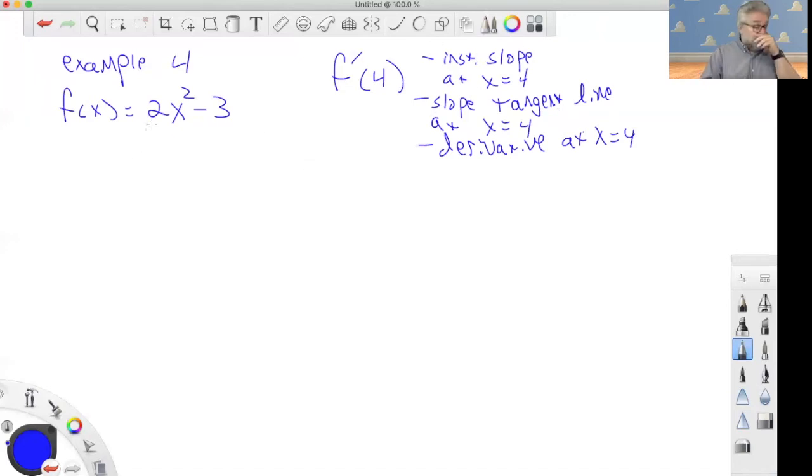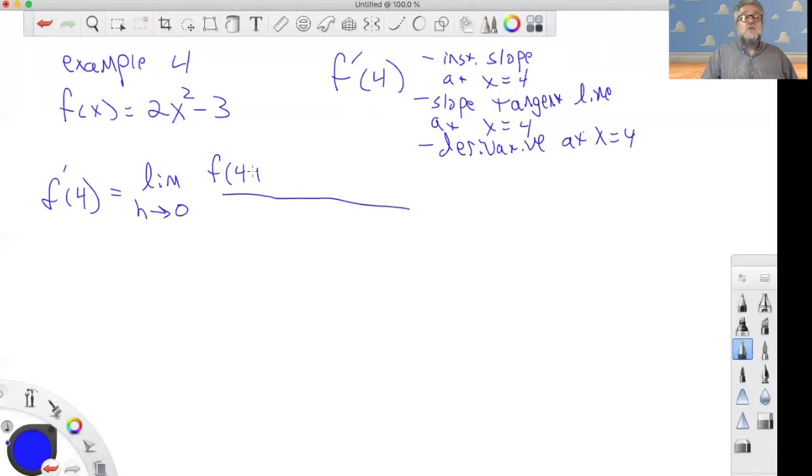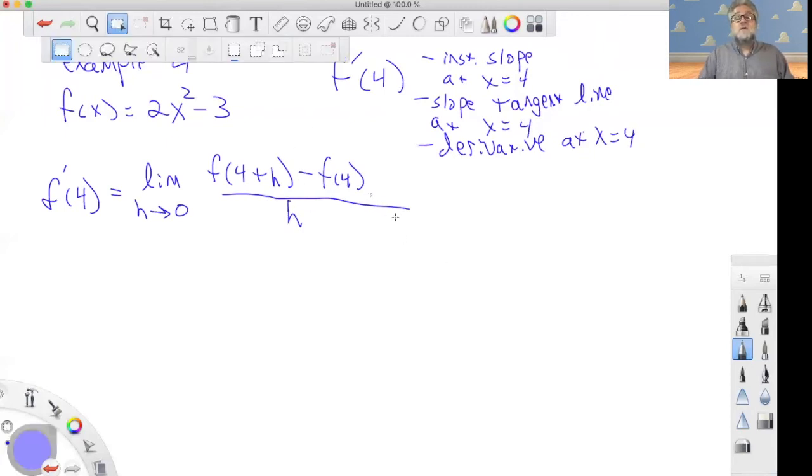So I'm going to use my function. So f prime of 4, let's use the thing I wrote. So that's going to be the limit as h approaches 0 of f of x plus h, so f of 4 plus h, minus f of 4, over h. Oh, that's it. Oh, isn't that fun? Okay, so let's go ahead and plug it in.